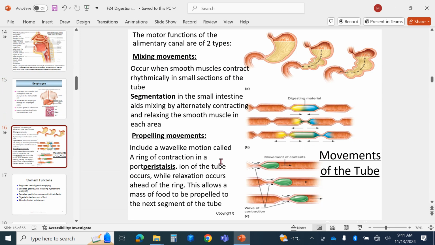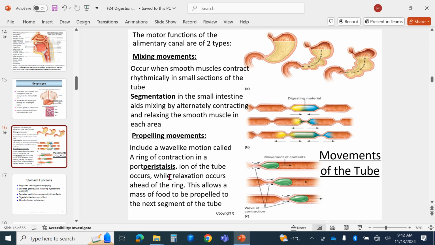The motor functions of the alimentary canal are of two types. You've got mixing movements and propelling movements. Mixing movements are segmentation, where you're mixing different foods all around. It's all about surface area, right? The segmentation occurs in the small intestine and aids mixing by alternately contracting and relaxing the smooth muscle in each area. Then you have the propelling movement. Here we're into peristalsis.